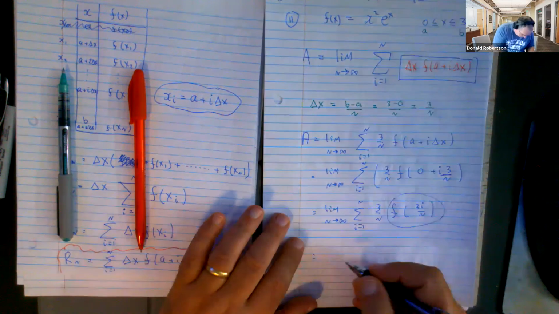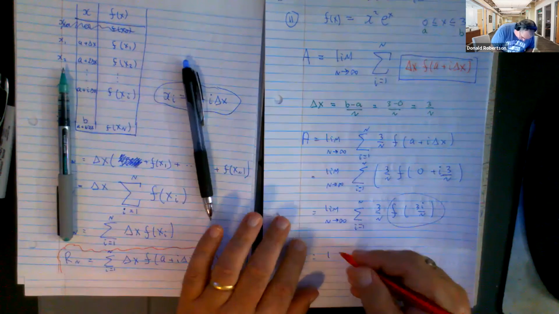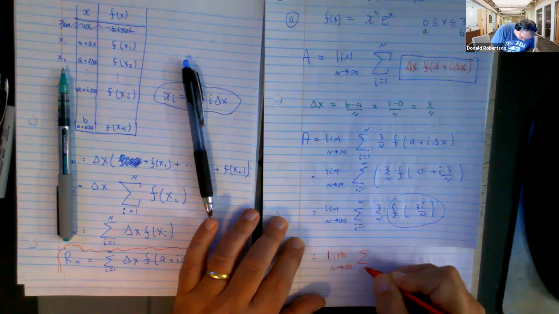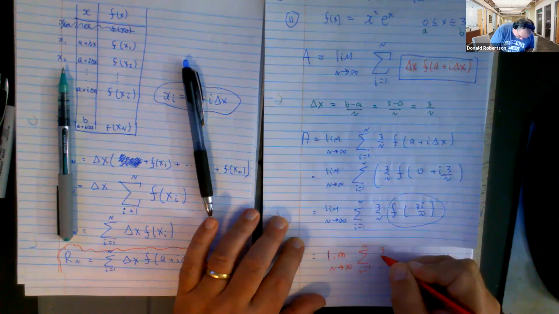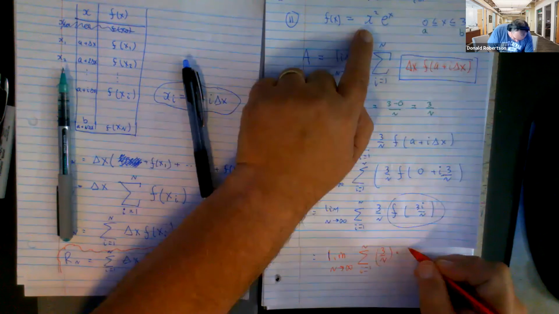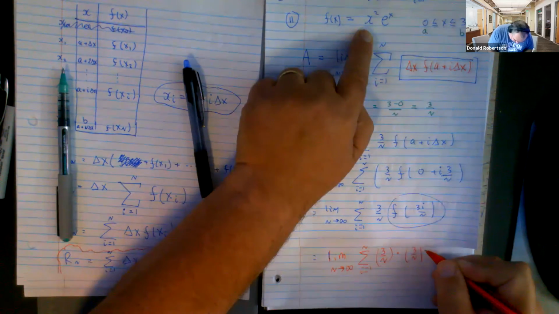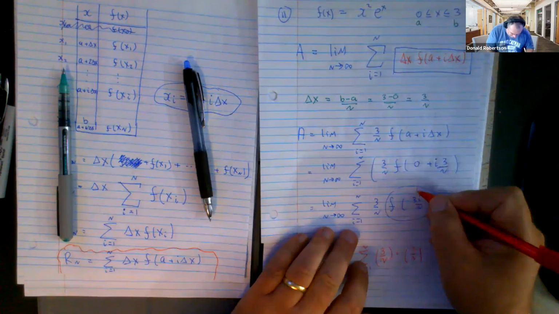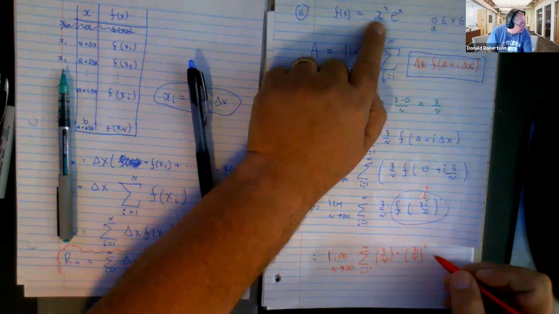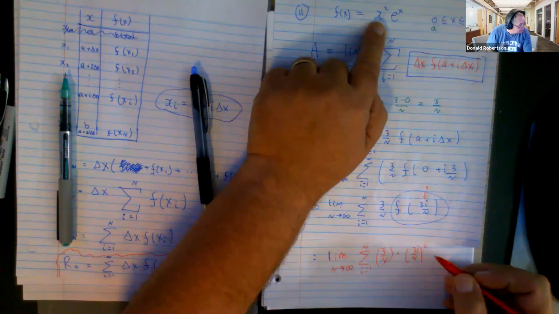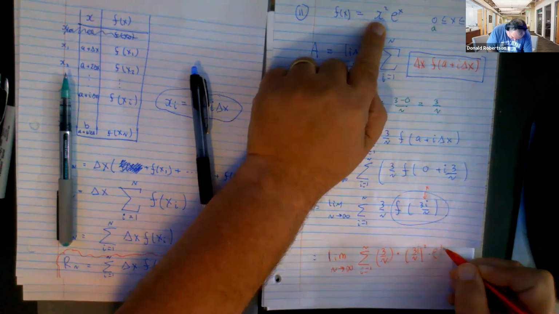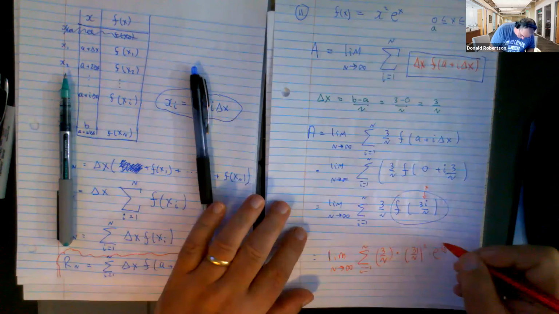So your final answer, I promised red, didn't I? So your final answer is this here. Is that okay? Times 3 over n, that's what delta x is, right? That's essentially your x, right? 3i over n squared, e to the 3i over n.